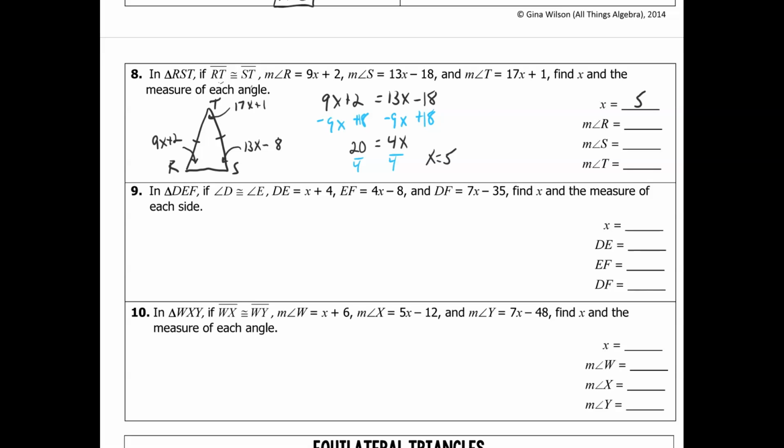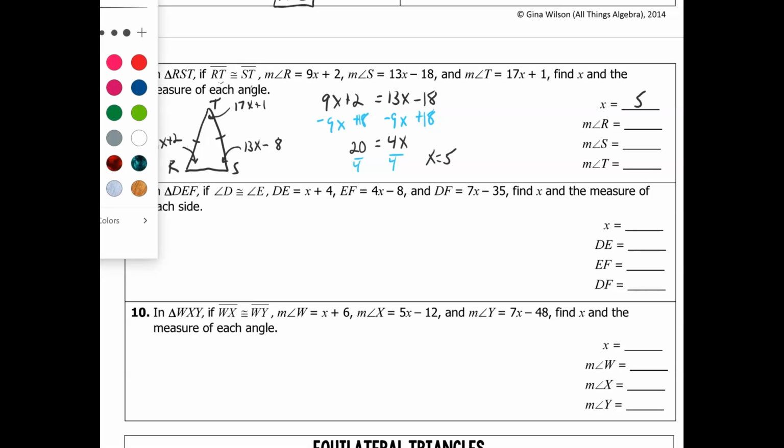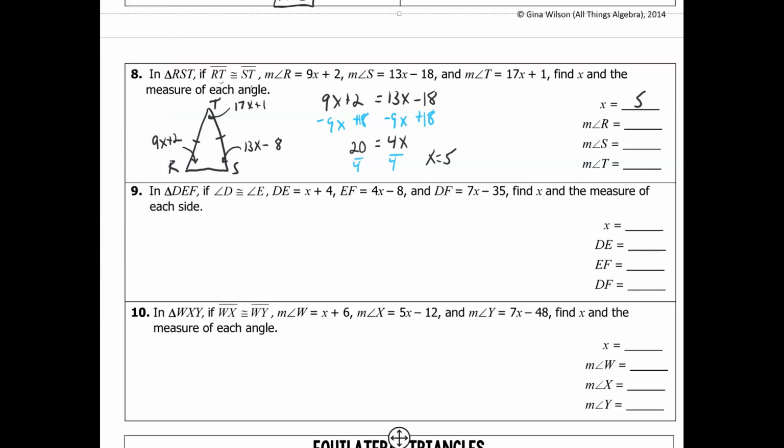All right, so now that we've got x equals 5, we can pretty much find all of these by just plugging in the 5. So we can say 13 times 5 minus 8, 17 times 5 plus 1, and 9 times 5 plus 2. Well, this one I know. 9 times 5 is 45, so that's 47. Hopefully this will also be 47. This is 65.